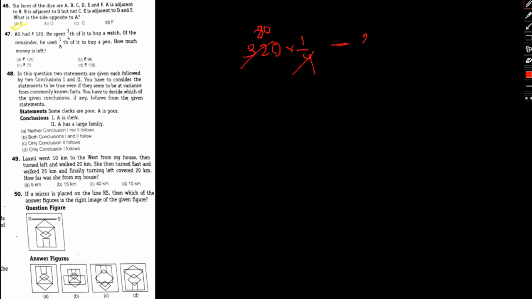Okay, he is left with 80 rupees, and of that he again spent 1/8. So if you spend 1/8, then he's left with 7/8 of that. So that would be equal to 70 rupees. He has 70 rupees left. So option C will be our answer, 70. Okay, I hope this is clear. It was simply a question of working out how much is left.